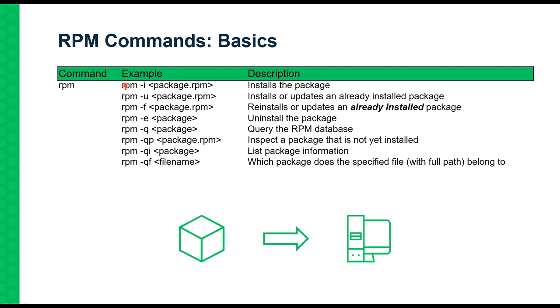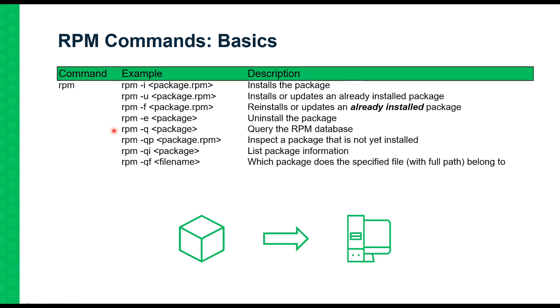So the first one we look at is our rpm -i, and this installs a package. If you look at the -U option, it also installs a package, or you can use this to update an already installed package. When you use the -F option, it reinstalls or updates an already installed package. That's the difference. It must already be installed when using -F. When you use -e, it uninstalls a package.